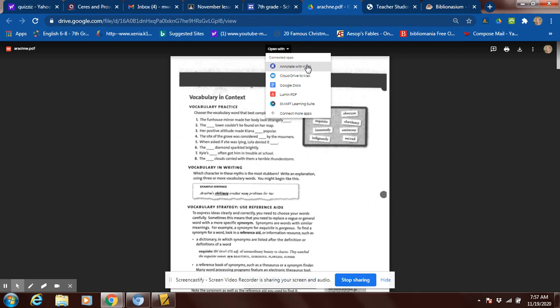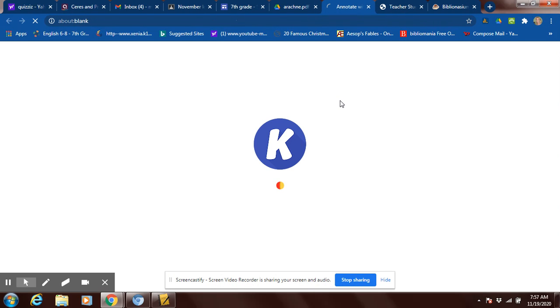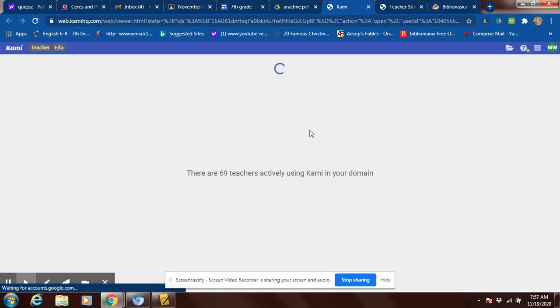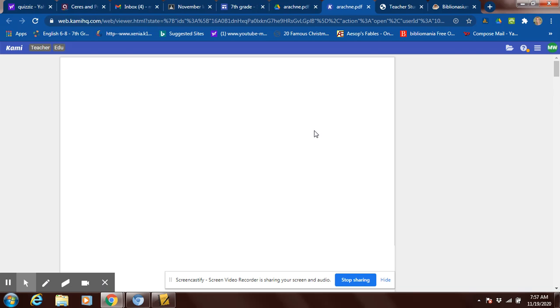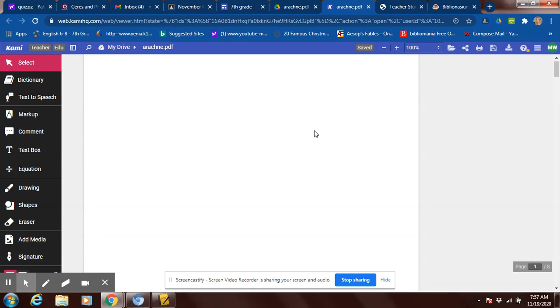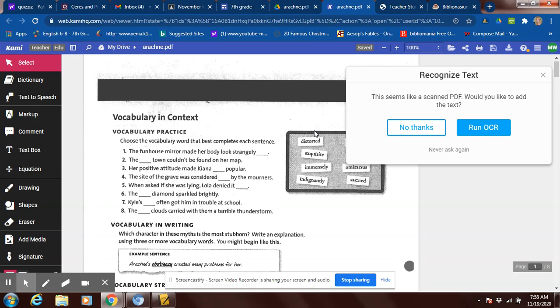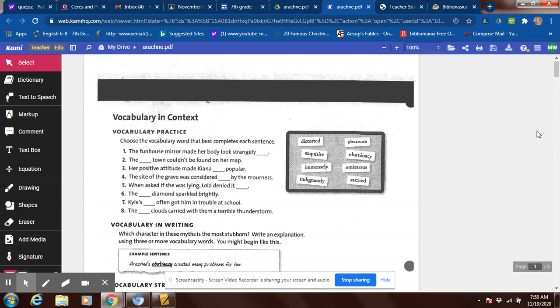So open it with Cami, annotate with Cami. And so as you read this, we need to do active reading, and we've talked a lot about active reading. The A stands for ask questions. The C stands for make connections. The T stands for track down. The I stands for inference. The V stands for visualize. And if you do all that, you'll have Eureka, which means you should be a better reader.